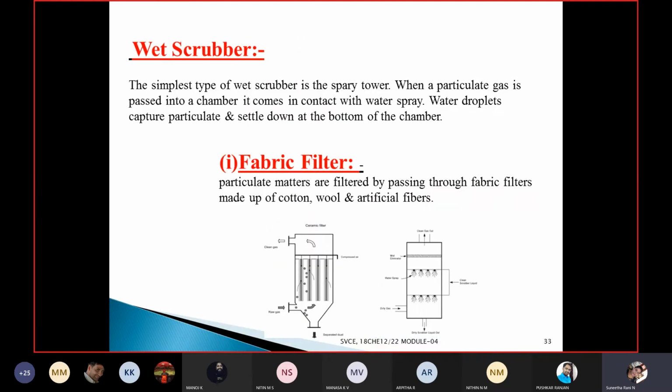Okay. The next way is wet scrubbers. The simplest type of wet scrubber is here, you can see. I'll show you. This is a wet scrubber. When particulate gas is passed into the chamber, it comes in contact with the water spray. See, I'll show you. See here, this is one chamber.